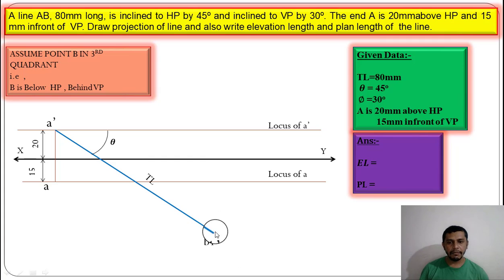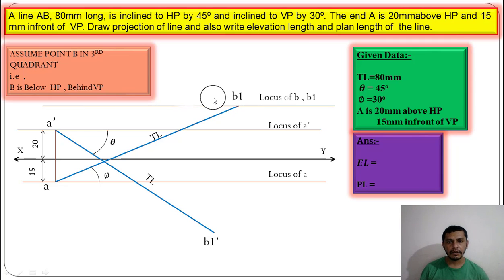This point will be B1 dash, and from A we have to draw the true length at angle phi, which is 30 degrees, in the upward direction, because the plan of point B will be above the XY reference line. So this will be B1. Now draw the locus of B1 and B. This locus is considered as the locus of B. Then draw the locus of B dash and B1 dash. So we will get B dash on this locus.